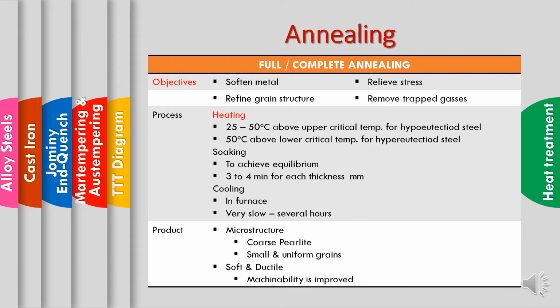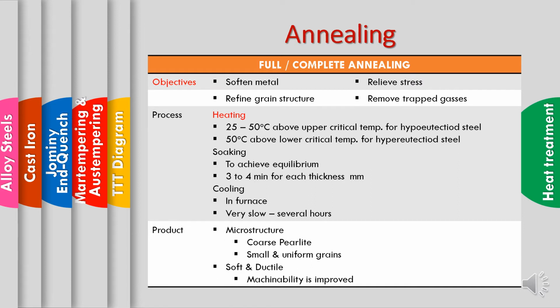And then after heating to this temperature, we will hold the temperature in the soaking process, which is to achieve equilibrium, about 3 to 4 minutes. Okay, so that the whole sample is in equilibrium at the specific temperature, and then we start cooling down in the furnace. For this full complete annealing, we let the sample cool very slowly, which will take several hours.